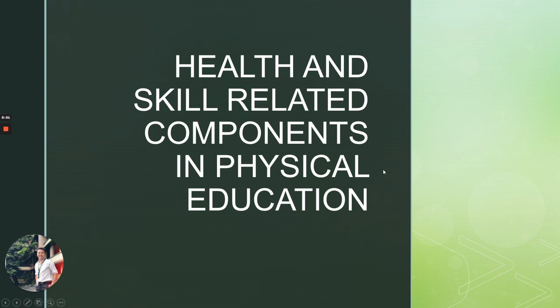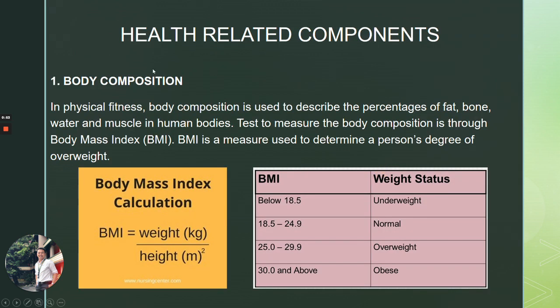Okay, so let's begin with defining the first one in the health related components. Number one here is the body composition. Body composition in physical fitness is used to describe the percentages of fat, bone, water, and muscle in human bodies. The test to measure the body composition is through the BMI or the body mass index. BMI is a measure used to determine a person's degree of overweight.